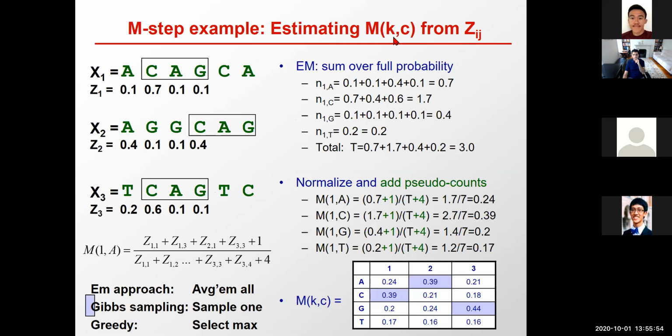So here's an example of estimating MKC from ZIJ. Basically this is the starting position estimation of the motif from, let's say in Z1, I have these starting positions. Notice that the last two characters don't have a score because this is a 3-long motif, so it has to start at least 2 before the end. So these are the scores. A very strong score for starting here, very strong score for starting here or here, and then very strong score for starting here. And then you can put all those together and infer what is the most likely motif. And again, it's CAG, kind of like what we expected.